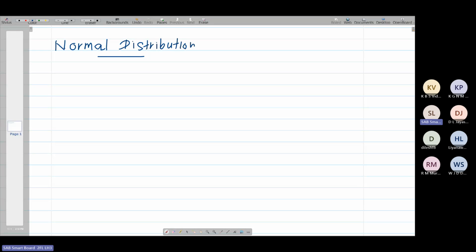In here, the first one is that it is used for continuous random variables. Second, this normal distribution has two parameters.